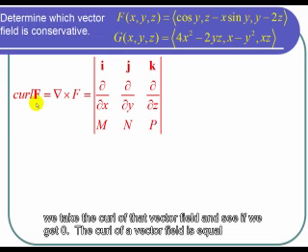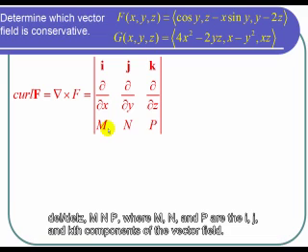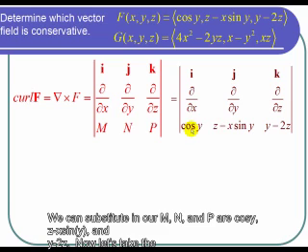And the curl of a vector field is equal to del cross that vector field, which is the determinant of the matrix i, j, k, del over del x, del over del y, del over del z, m, n, p, where m, n, and p are the ith, jth, and kth components of the vector field. So we can substitute in our m, n, and p: cosine of y, z minus x sine of y, and y minus 2z. So now let's take the determinant.